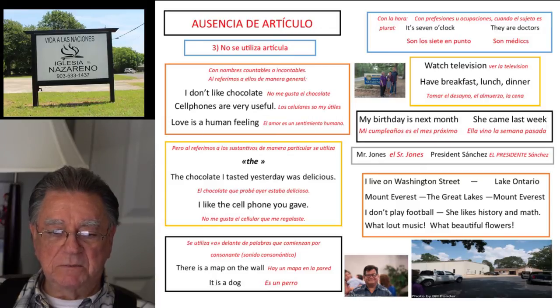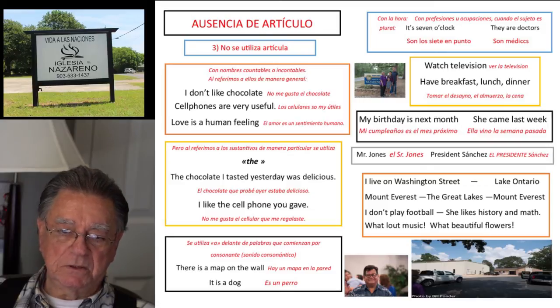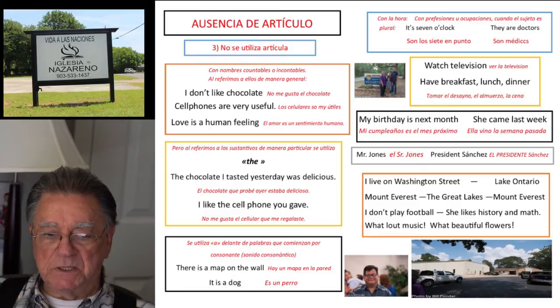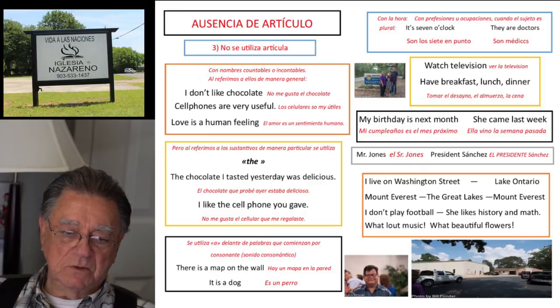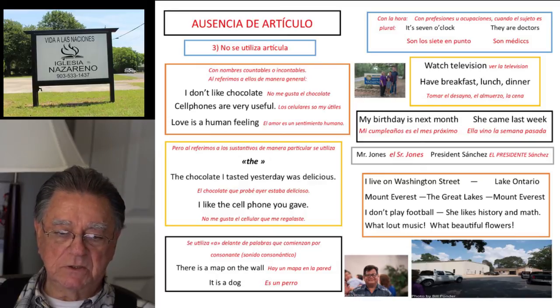Okay, here's some examples. I don't like chocolate. That's perfect English. In Spanish we say, no me gusta el chocolate. We put in an artículo in Spanish, but not in English. And also you can see we use, instead of do not like, don't like, which is the most used language that you will hear. A lot of times in writing you will see do not, but it's don't. I don't like chocolate.